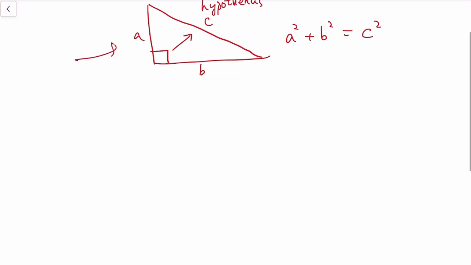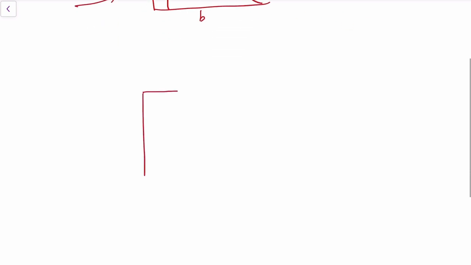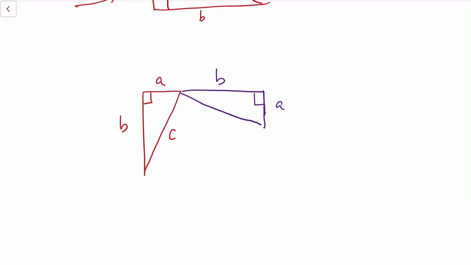So you consider you have this right angle triangle, but you put it this way. So this is the A, this is the B, this is the C. And then you make 4 copies of the same triangle. Okay, so another copy, but this time you put it this way. So you put the B side here, the A side here, and the C side here. And then another copy, you do the B side here, the A side here, and the C side here.